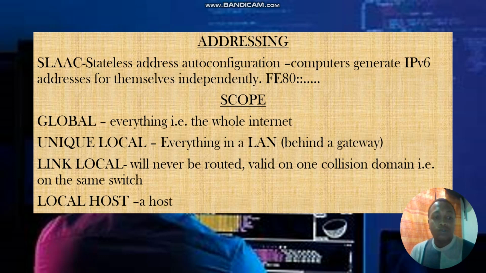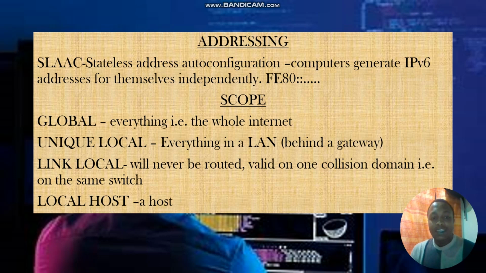Okay, we have what we call a link local scope, and the link local scope refers to devices behind one switch, and they can never be routed. It will never be a routable address. Since we are talking about addresses here, it is only valid on one collision domain, that is on the same switch. We talked about collision domains in the IP version 4 videos. So if you haven't looked at the IP version 4 videos, kindly go and have a look. I'll have the links in the description below.